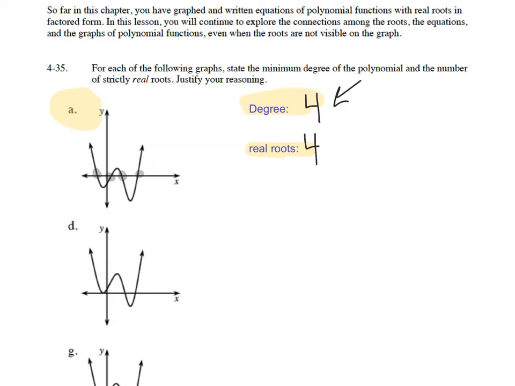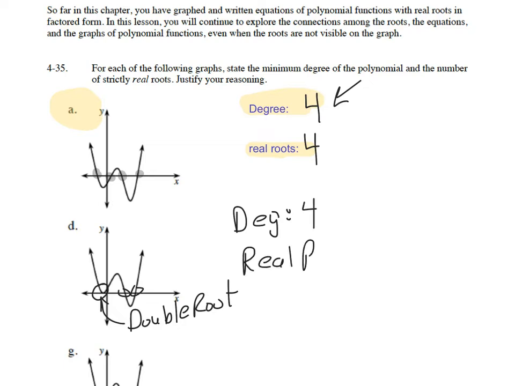In part D, we have a place on the x-axis where the graph bounces. This ends up being called a double root. And then there's 2 more x-intercepts. So our degree is a double root, which is worth 2, and then the other 2 x-intercepts is 4. But our real roots happens to only be 3 because there's 3 places on the x-axis that the graph crosses or bounces off of.